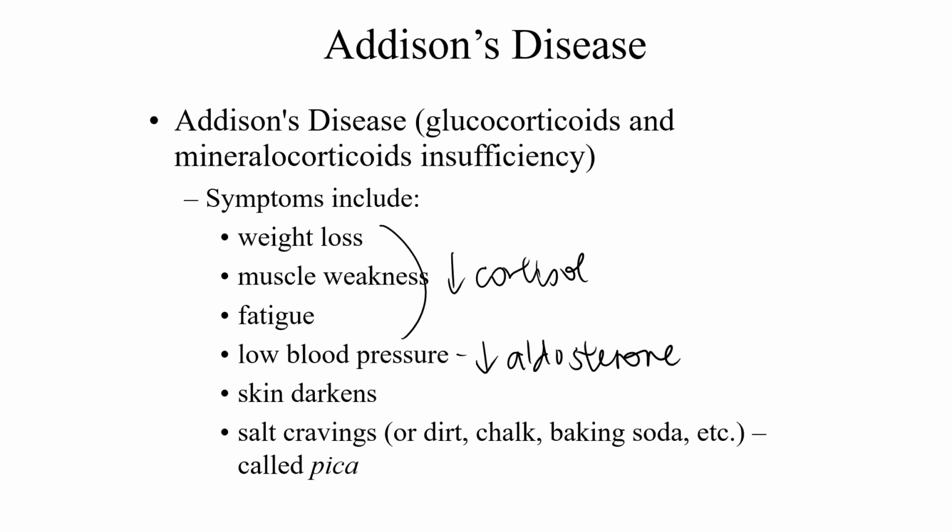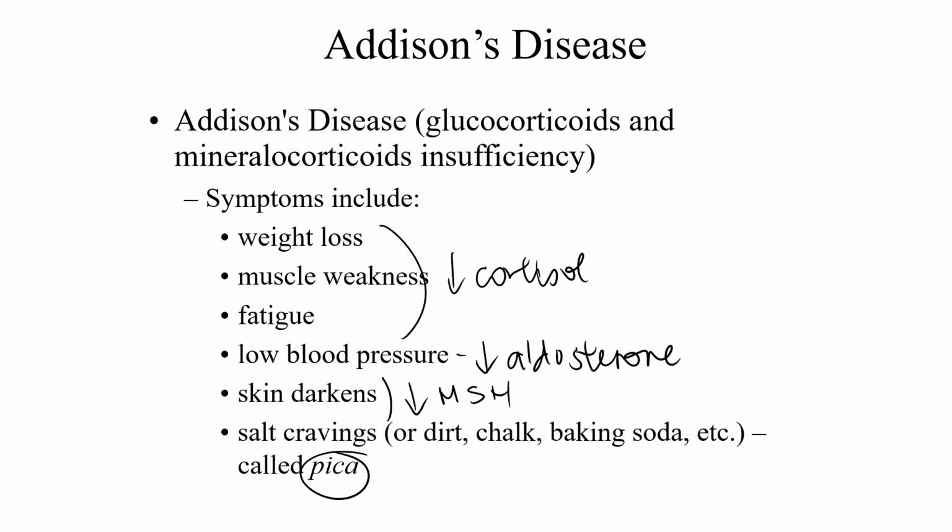You may notice these last two things and think, well, they're kind of strange symptoms. Skin darkening is actually due to melanocyte stimulating hormone. I'm just going to call it MSH for short. And that particular hormone comes from the brain, comes from the anterior pituitary, and it's involved in this mechanism here. So, interesting side effect is skin darkening that may come from Addison's disease. You may also see salt cravings called pica that cause a person to be interested in eating dirt, chalk, baking soda, other non-food items, even like cornstarch.